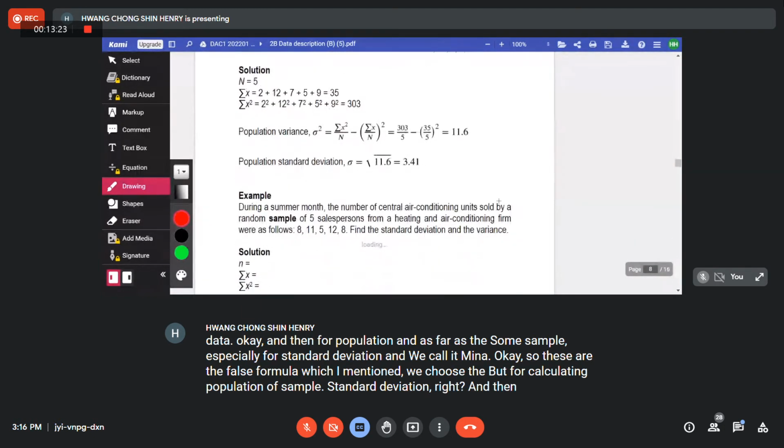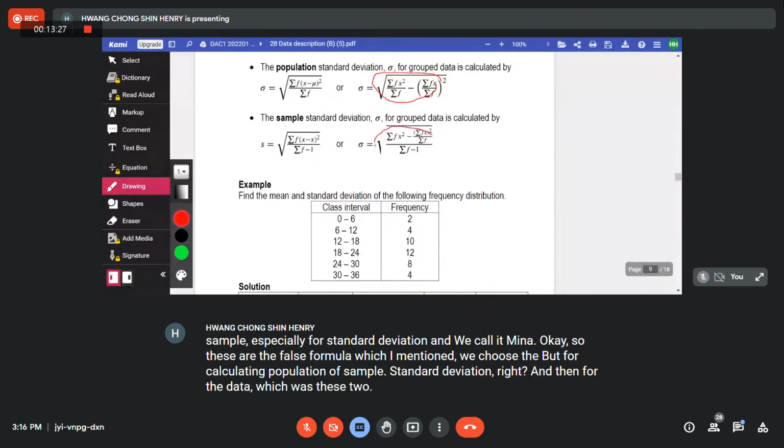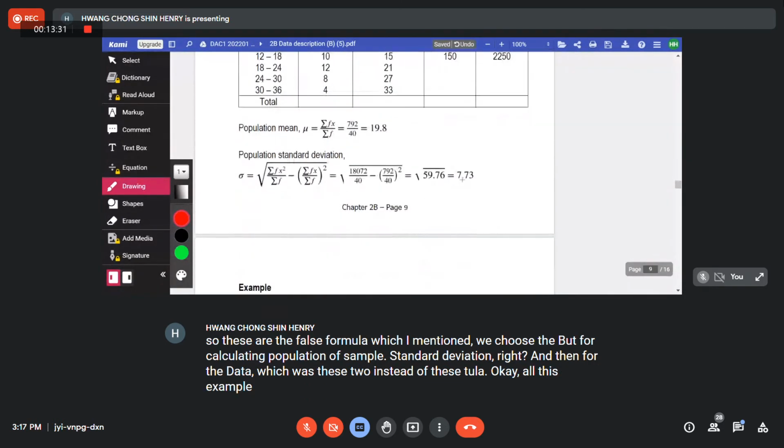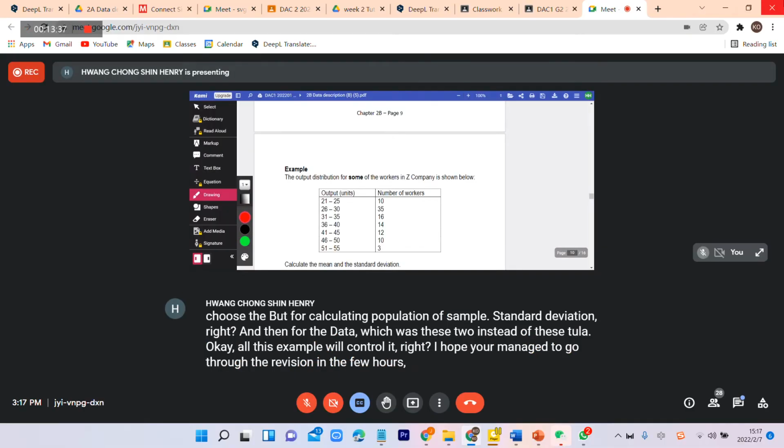And then for the data, we choose these two instead of these two. All these examples we've gone through already, right? I hope you all managed to go through the revision in the few hours break just now.